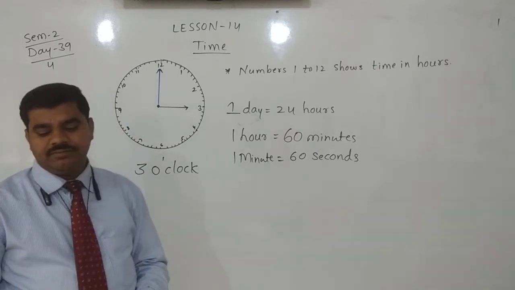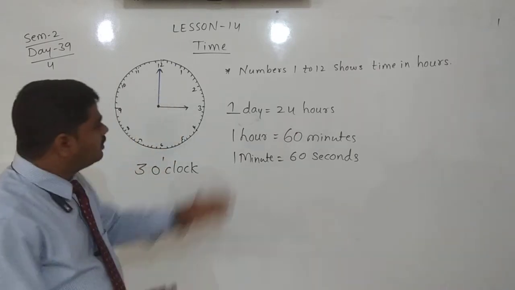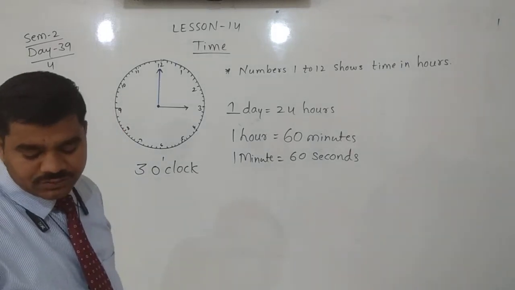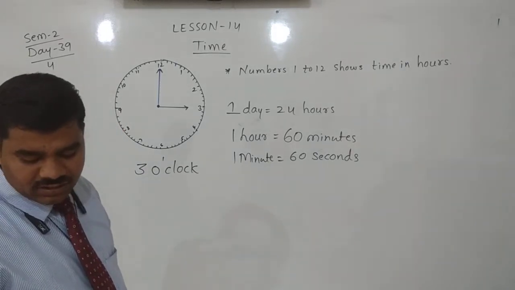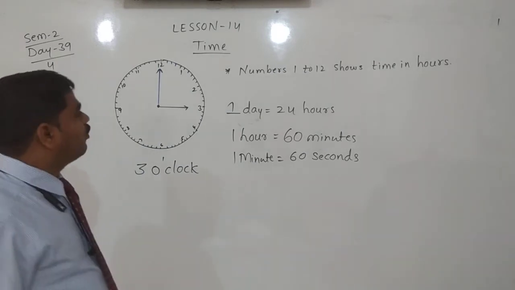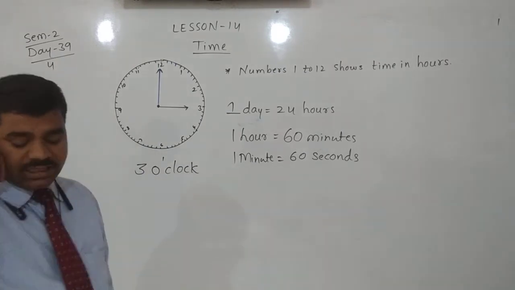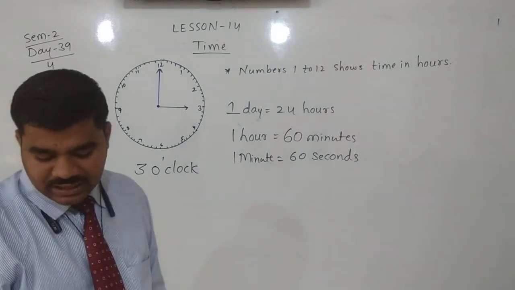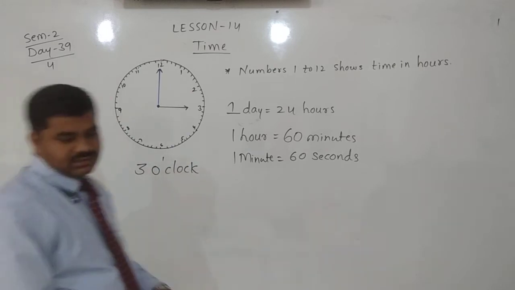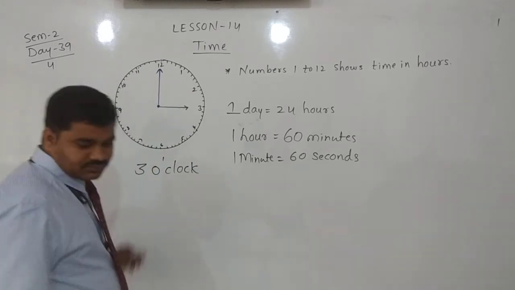Now I will draw some clocks. You write these all. I will draw some clocks and you should read the time. These clocks are given in your textbook, page number 145. Open the textbook to page 145. There are 8 clocks. I will draw the first clock.